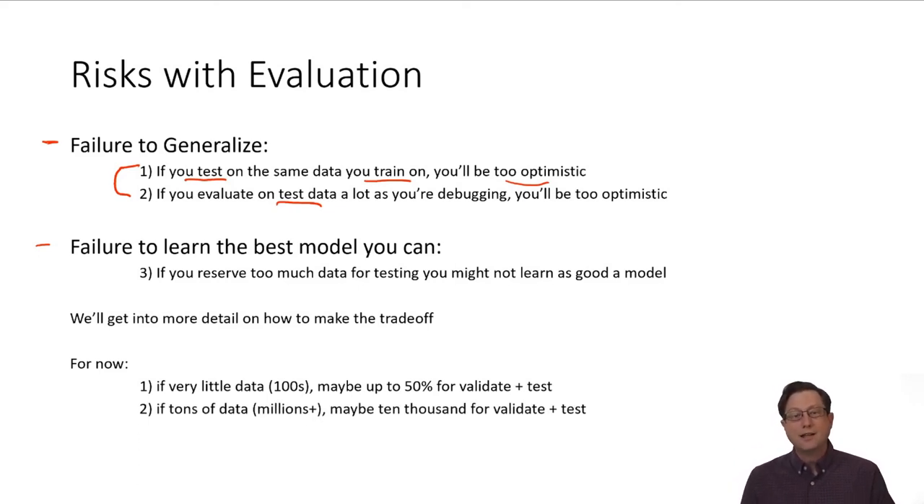But if you have tons of data, millions plus, you don't want to go too far. You don't want to do something like 20% or 50%. You would want to look at the statistical bounds that you're coming up with. And again, we'll go through those tools and how you can apply them yourselves. But tens of thousands for validating and testing, that's a lot of data, probably more than you need. So something in the thousands to tens of thousands range is quite good.